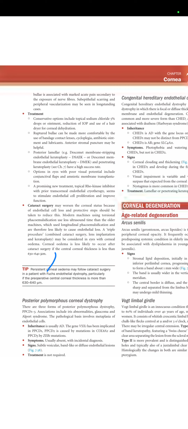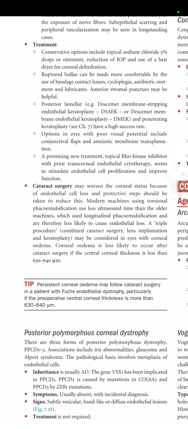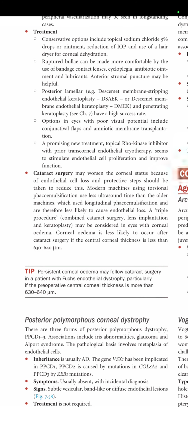the cataract procedure. You do it with torsional phaco, or you can do it with ECCE as well. So treatment is a conservative option, which includes topical sodium chloride 5% drops or ointment, reduction of IOP, and use of a hair dryer for corneal dehydration. Ruptured bullae can be made more comfortable by the use of bandage contact lens, cycloplegics, antibiotic ointments, and lubricants. Anterior stromal puncture may be helpful.